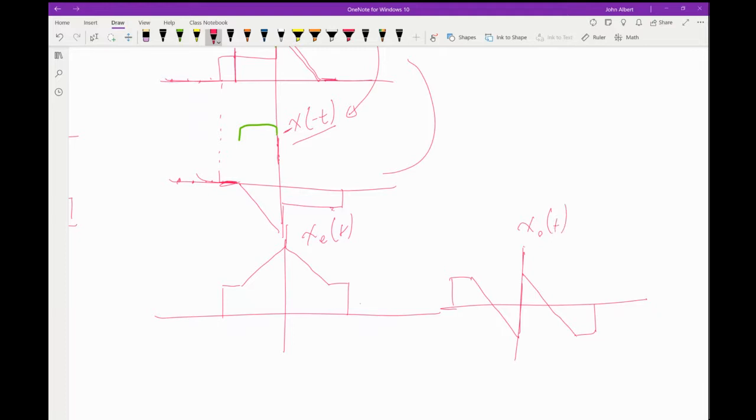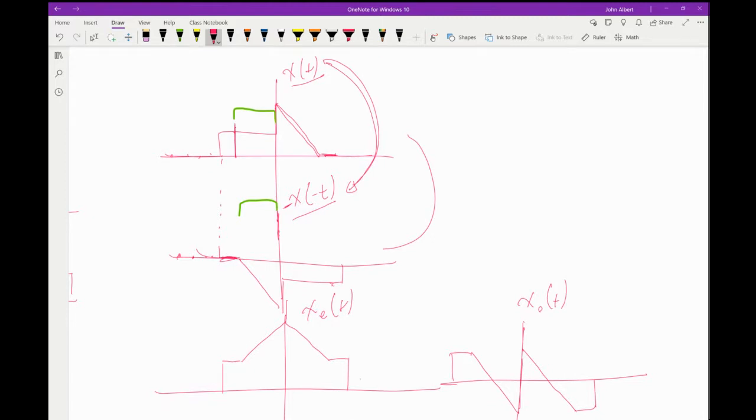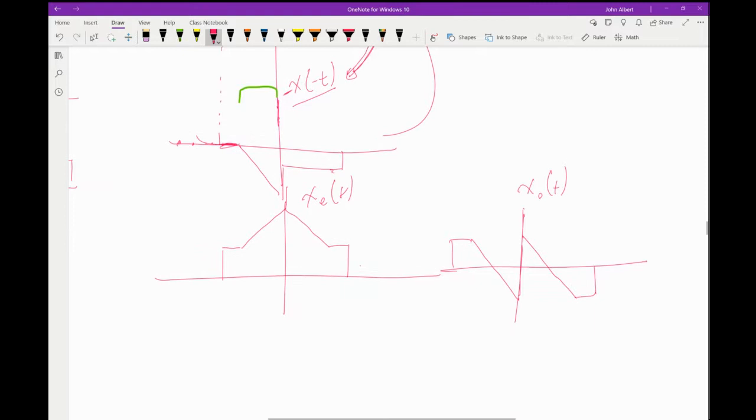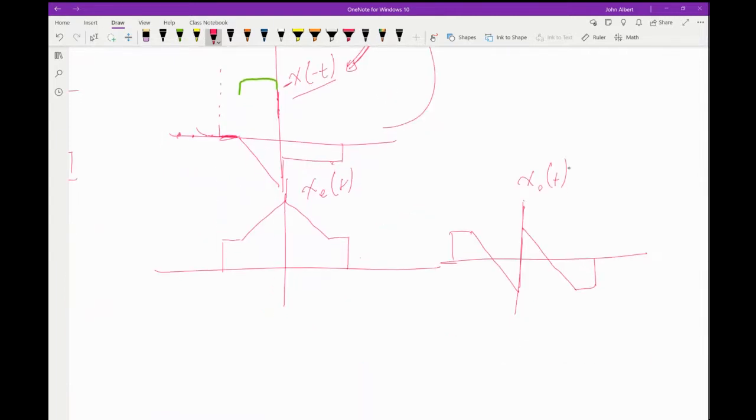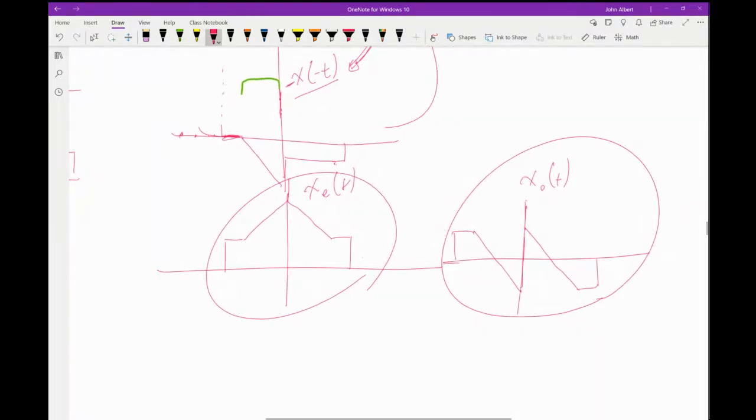Now trust me on this. Maybe you cannot see it, but sorry, I forgot to mention something. After you add those two, you have to divide by 2. Divide by 2. Sorry for that. Okay. So add those two, and then multiply by 1/2. And the same thing for the odd. After you add x of t with minus x of minus t, you also have to divide by 2. So, sorry, I forgot the 1/2 there. Okay. But once you do this, you get x odd and x even. Trust me on this. Do you know what will happen if you add both of them? You'll get exactly x of t.